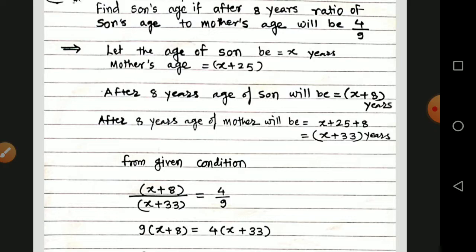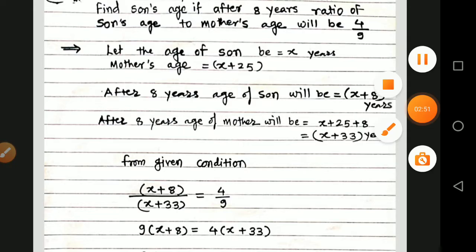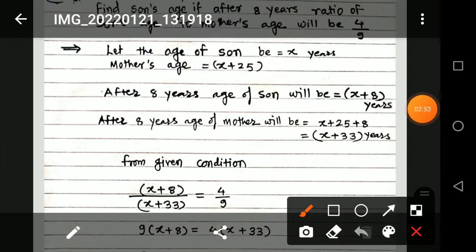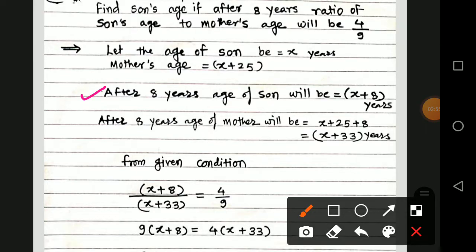Then what happens to the age of mother? After 8 years, age of mother will be x plus 25 plus 8, means x plus 33 years. We have prepared the ages of both. This is the age of son after 8 years. And what is the age of mother after 8 years? x plus 33. And in the second sentence, the ratio of son's age to mother's age.